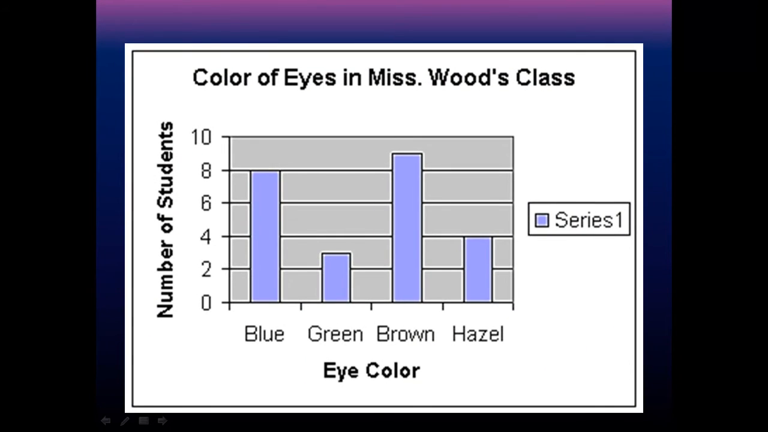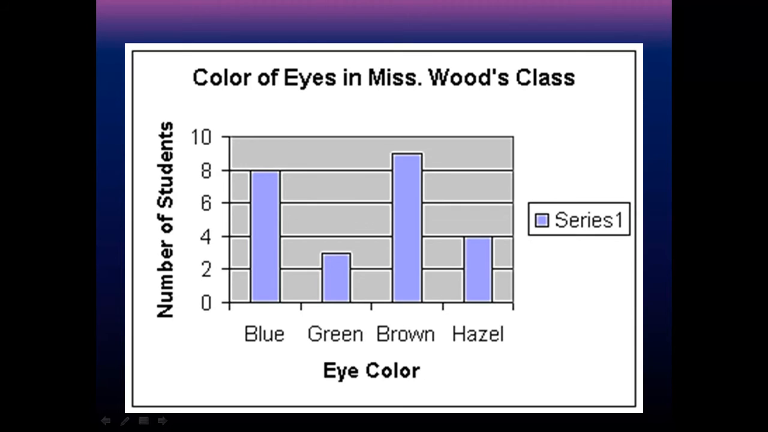Now look at this here. This is a bar graph, okay? And as you can see, in the bar graph, there are distinct categories, like blue, green, brown, hazel. This is eye color in Mrs. Wood's class. I don't know who Mrs. Wood is, but I found this on the internet. So this is category. There's no range. It's not like 0 to 100 or something like that. You don't see any numbers, right? So it's distinct categories.